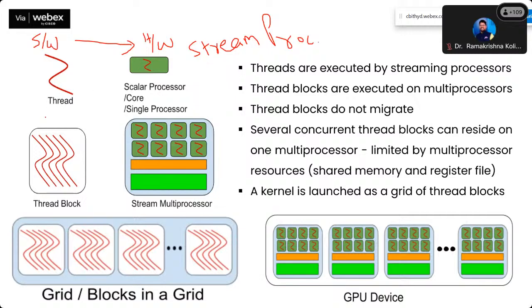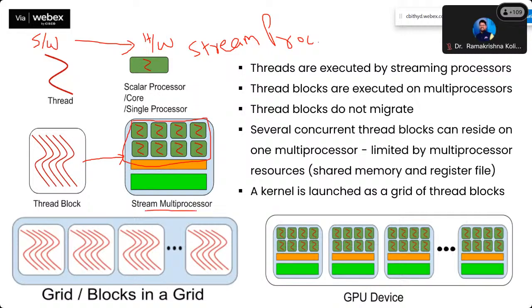When we combine a large number of threads, this is known as a thread block, and this thread block will map onto an SM. SM is a streaming multiprocessor, which means a group of streaming processors. You can see all of these are streaming processors here. A group of streaming processors is known as a streaming multiprocessor.